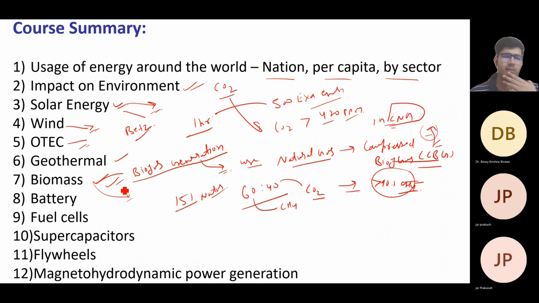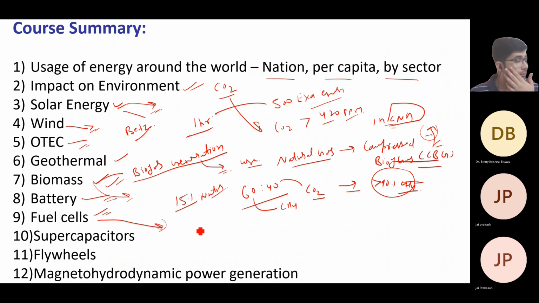We can generate biofuels like biodiesel and methanol that can be blended with petrol and diesel. So biomass is a very good renewable source which has a number of applications. We have covered batteries, we have covered fuel cells, and fuel cells are also quite important.